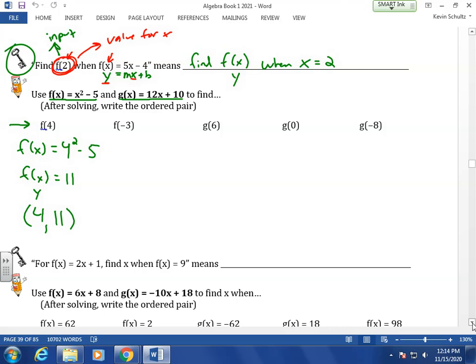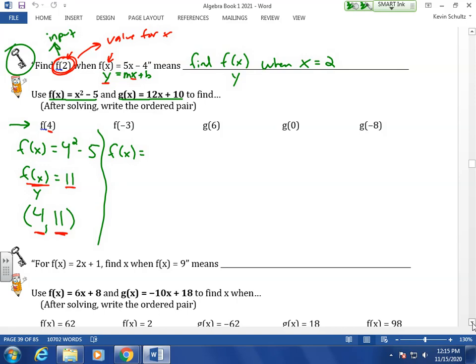Okay? So f of 4, the 4 is your value for x. f of x equals 11, right? That's our value for y: (4, 11). The next one, f of -3. Again, I'm going to that f equation, and I'm plugging in -3 for x.